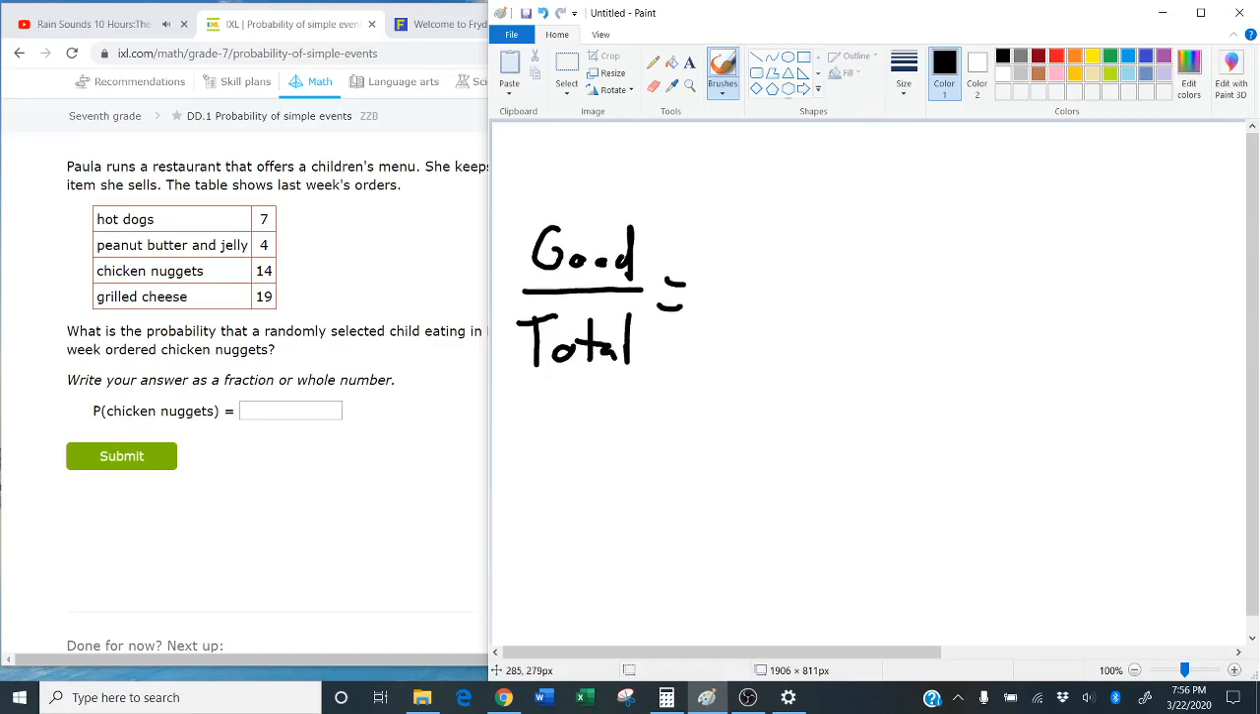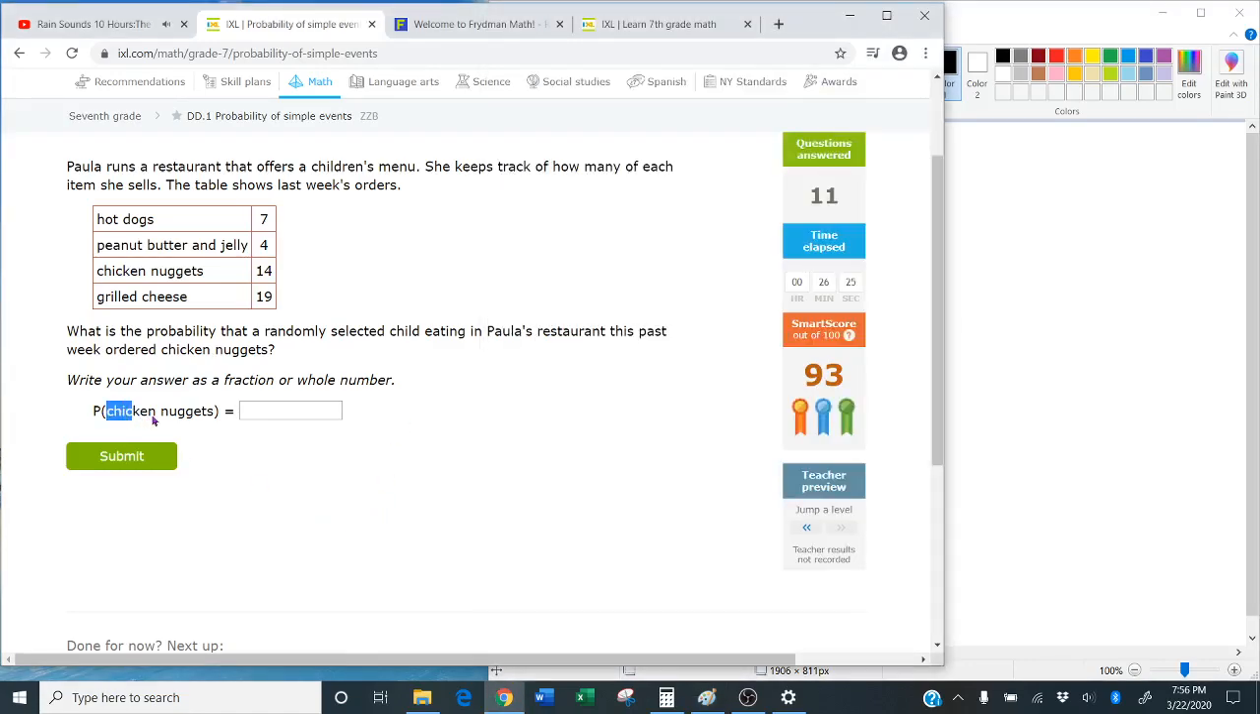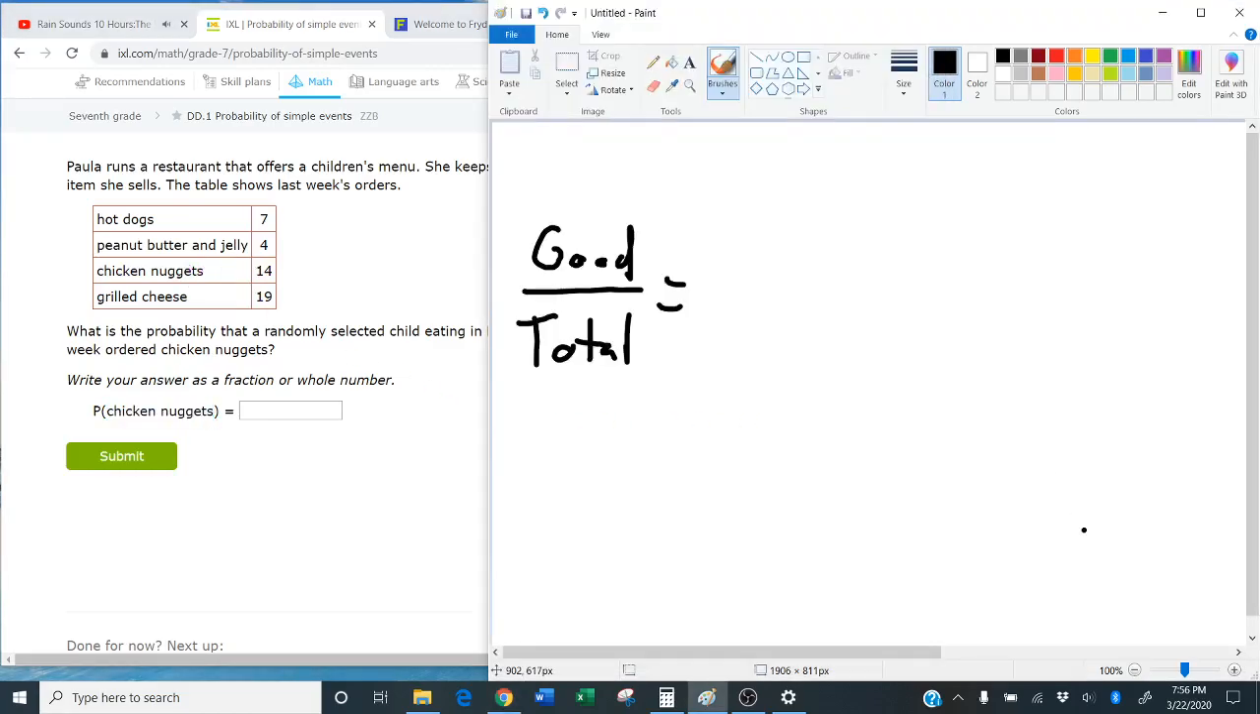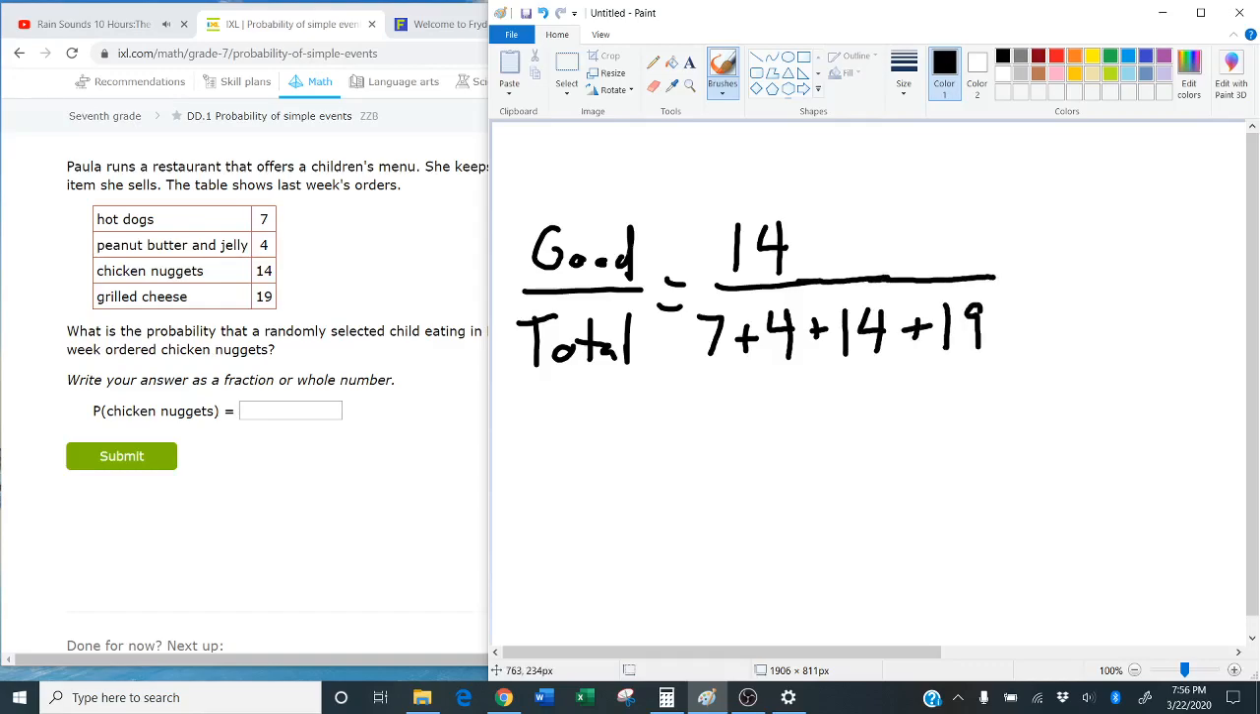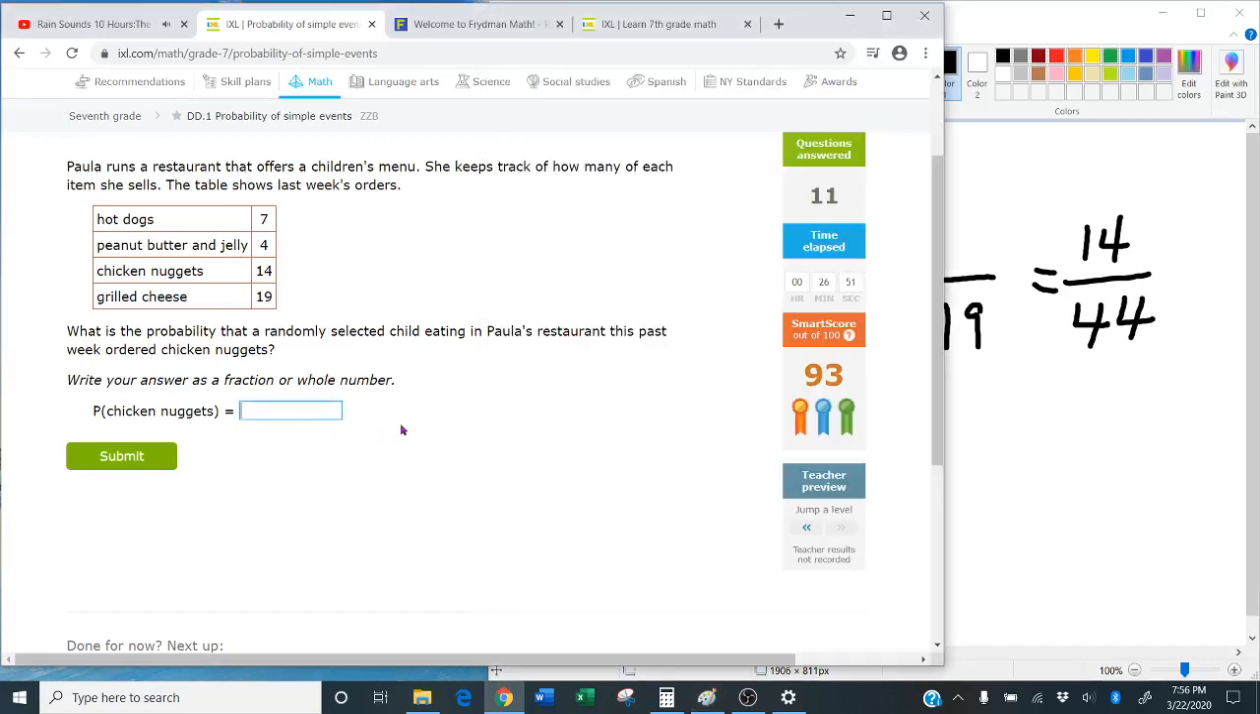is going to be, again, this is for the chicken nuggets. So we have 14 chicken nuggets out of a total of 7 plus 4 is 11. Plus 14 is 25. Plus 19 is 44, right? 14 over 44. Okay.